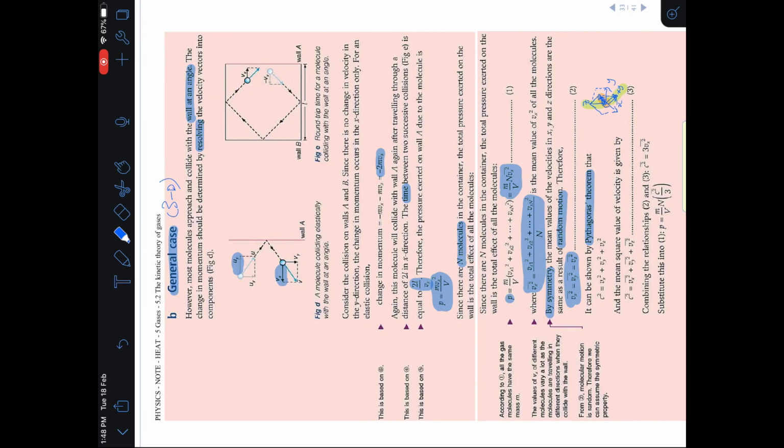Then we have c squared. The final mean square speed is equal to x squared plus y squared plus z squared, and the mean value would also follow. And that is why we have this relation. And one third comes from this. This is why you have one third in our calculation based on this. And that is why we have at the end proven that PV equals one third N m c squared.